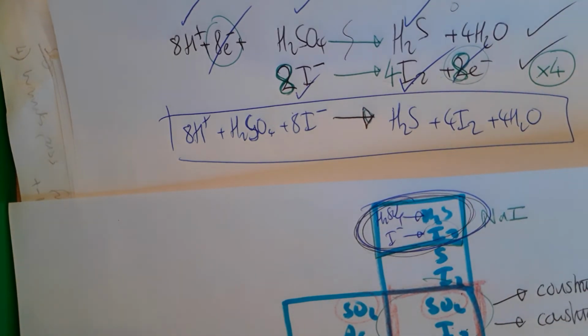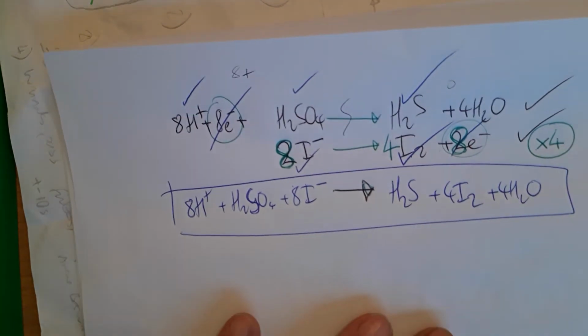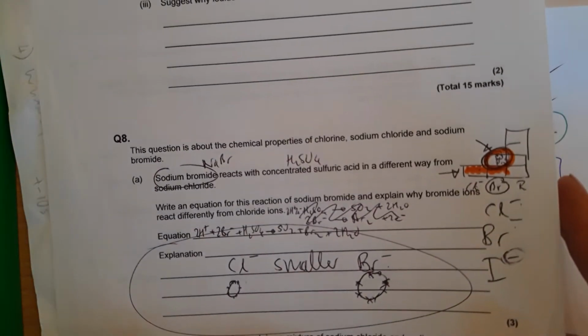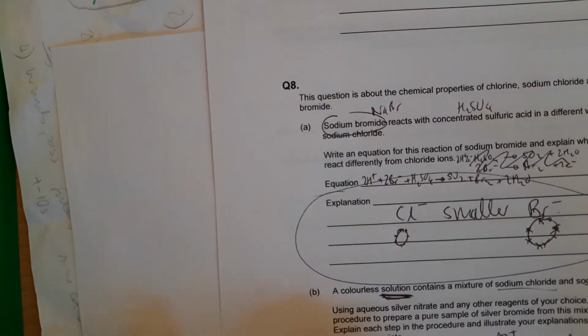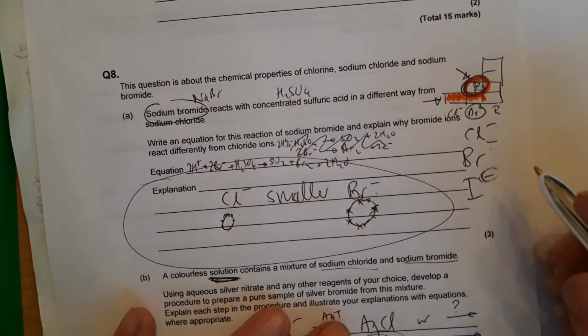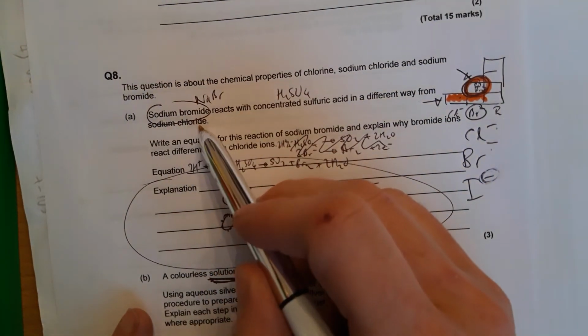All right, which now brings me to question 8, because I've been asked by students to just go through question 8a again. Where were you? Right. Sorry, I've still got my writing on it here from last time. I should have printed off another copy, but I didn't. So, sodium bromide reacts with concentrated sulfuric acid in a different way from sodium chloride.